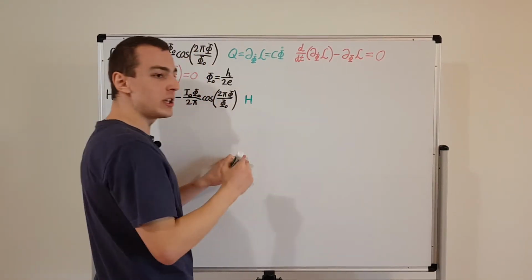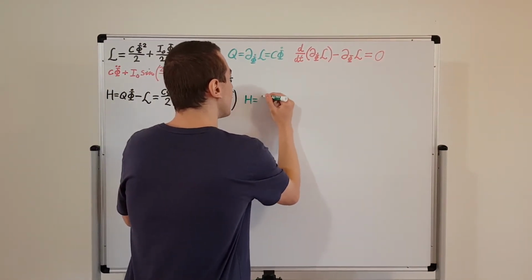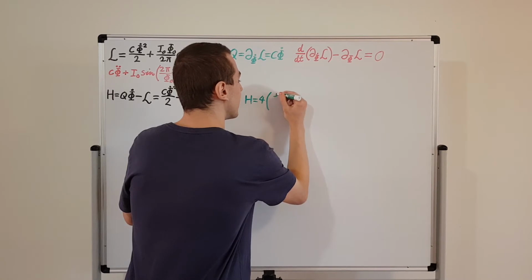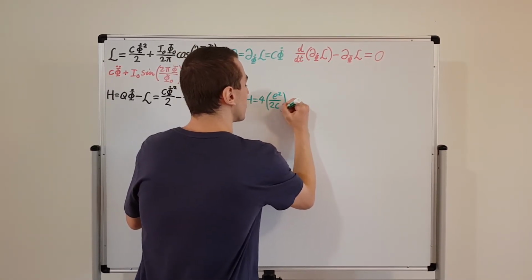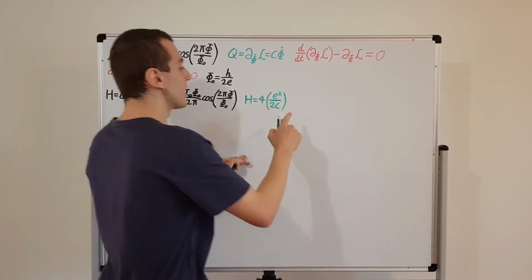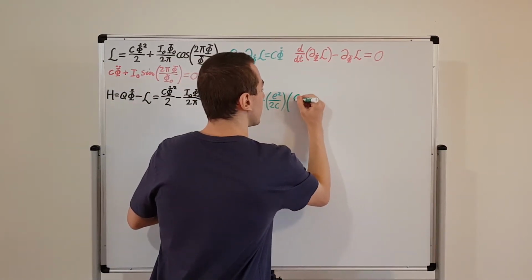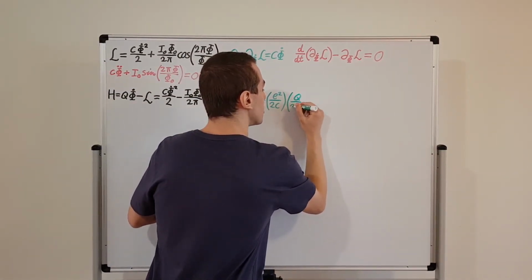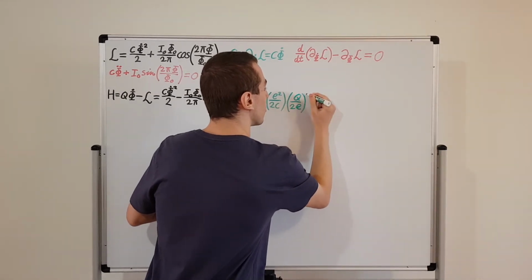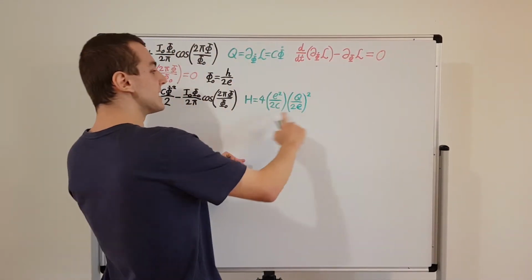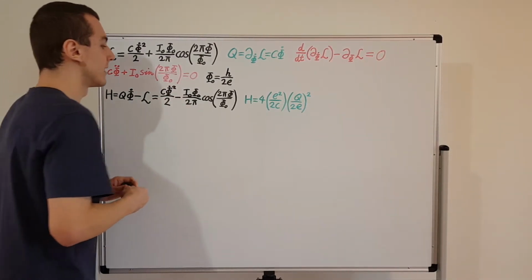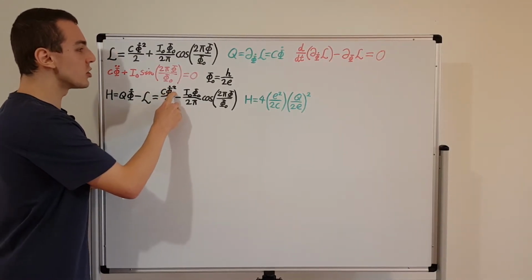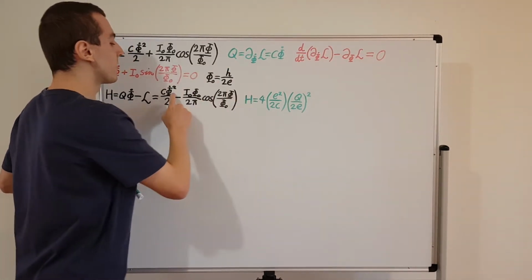So the Hamiltonian operator in quantum mechanics is going to be 4 times e squared on 2C, and I'll show you in a moment why I'm doing this manipulation, times Q on 2e all squared. So this is the kinetic energy term. This is the same as this term over here. So what have I done? All I've done is I've substituted a Q in place of phi dot.